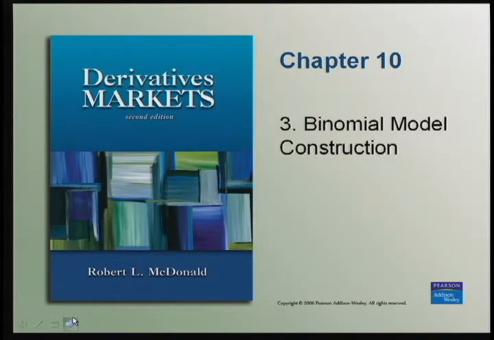Okay, next we'll turn to Module 3 in Chapter 10, where we'll look at the construction of the binomial model. So far we've seen how we can price options if the u and the d are given, and in this section we'll look a little more closely at what the implications of that choice are.